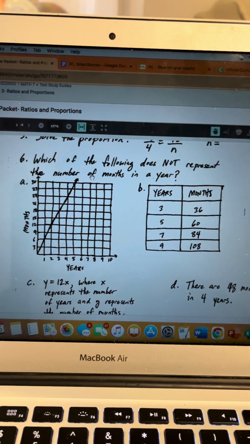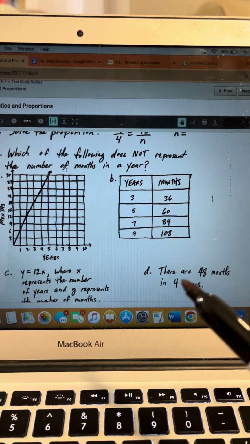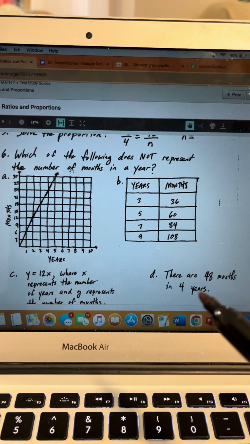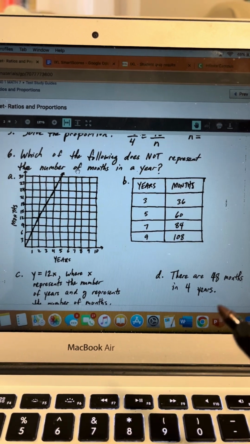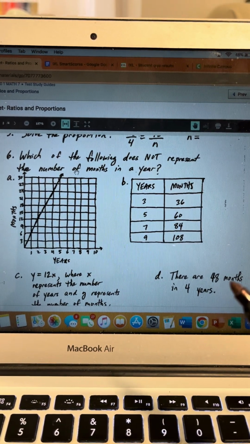Well, we can kind of look. I mean, let's start at D. There are 48 months in 4 years. Is that true? Sure, that's true. Yep. If you take 4 years times 12 months, that gives you 48 months.